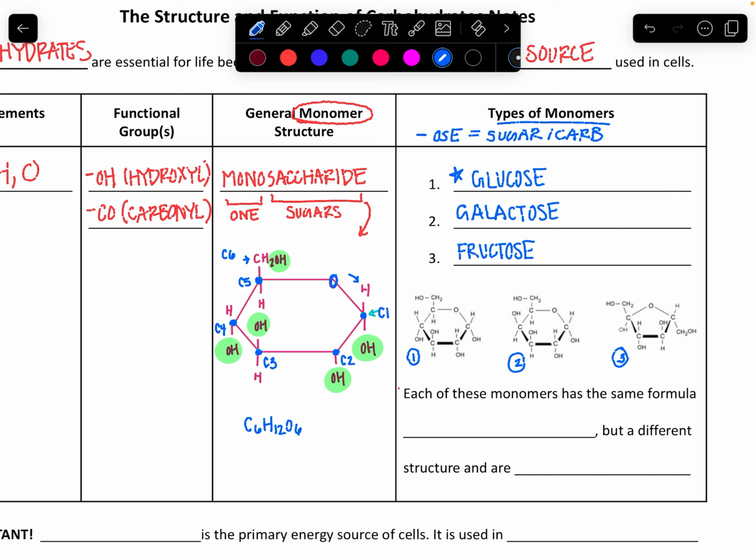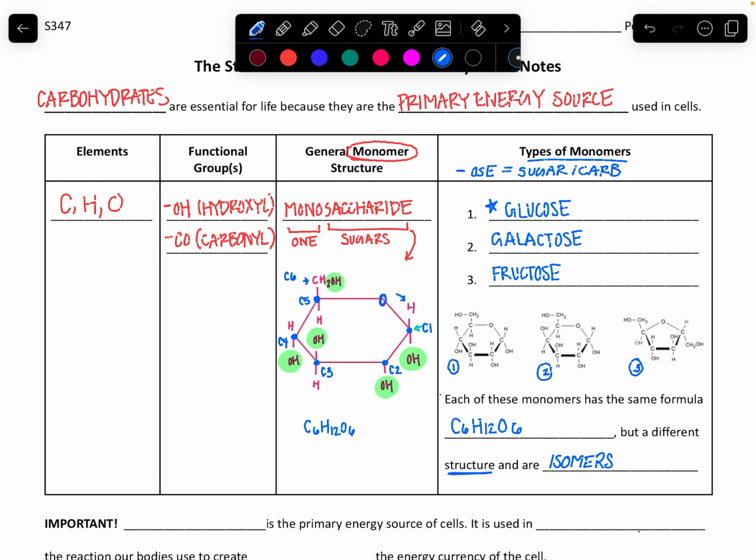All right, so you can see that they are structurally similar, all made of carbon, hydrogen, oxygen, but also slightly different, okay? Now, each of these monomers has the same chemical formula. We already said this before, but it's C6H12O6, okay? But even though they have the same formula, they have different structures, and that is going to make them something that we call isomers, okay? So isomers are just the science word for a molecule that has a different structure but the same exact chemical formula, okay?